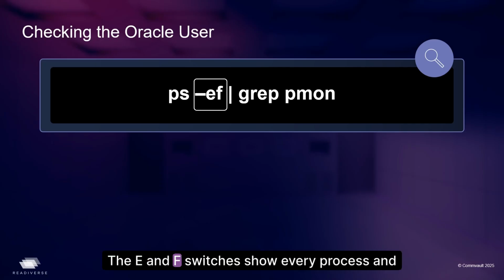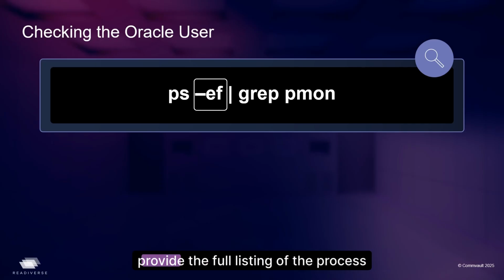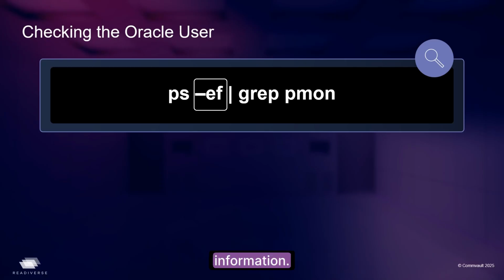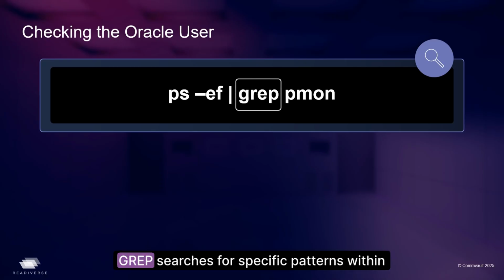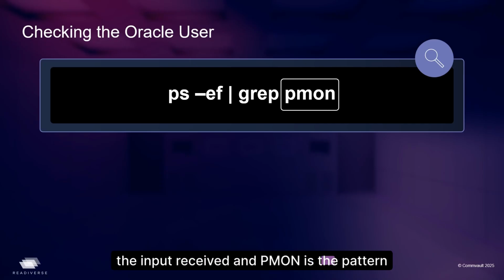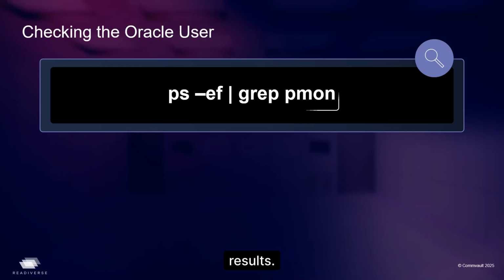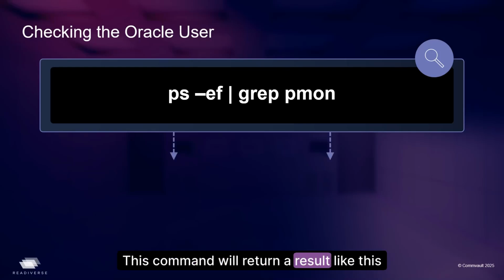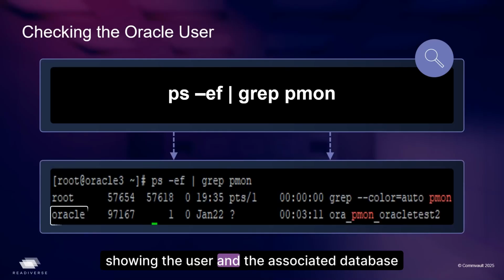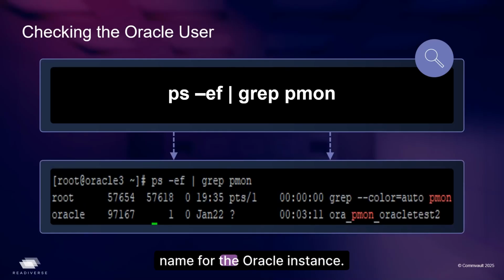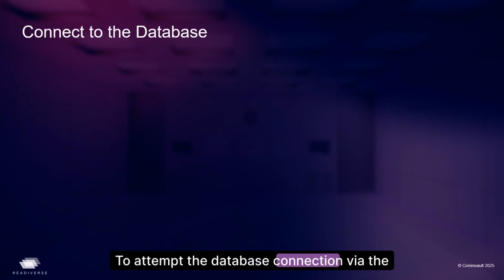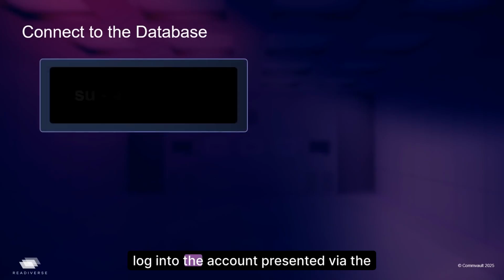The E and F switches show every process and provide the full listing of the process information. grep searches for specific patterns within the input received, and pmon is the pattern grep is searching for, the process monitor results. This command will return a result like this showing the user and the associated database name for the Oracle instance.